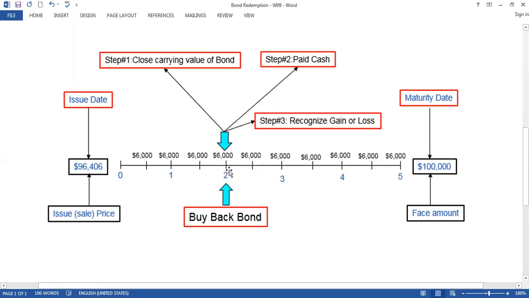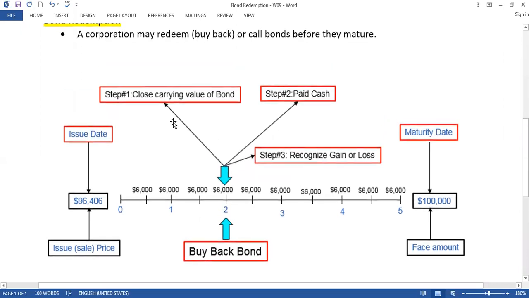Now, how to do that? How to buy back this bond? What journal entries are required? How to handle this kind of accounting issue? So to close the bond or buy back the bond, we have 3 steps. First step, close the carrying value of the bond.